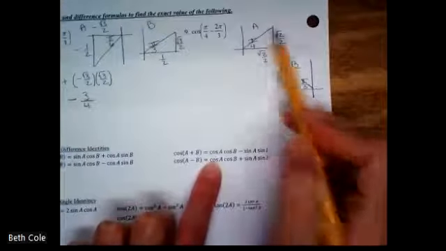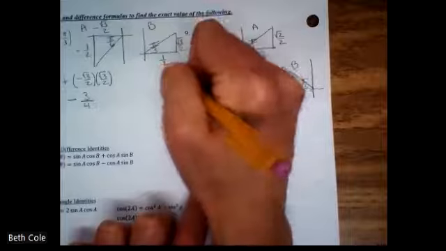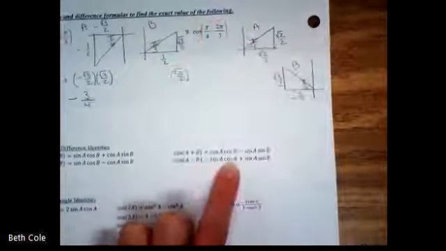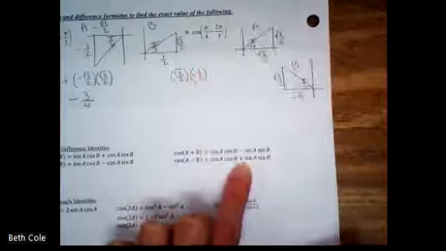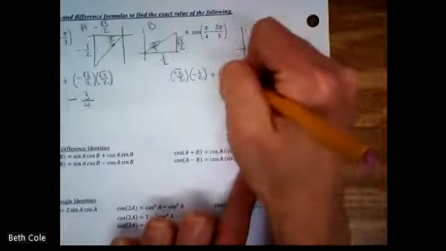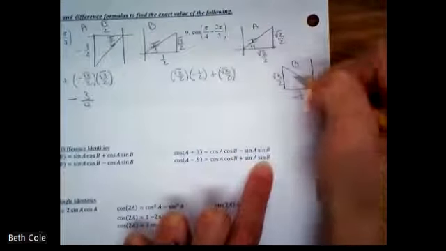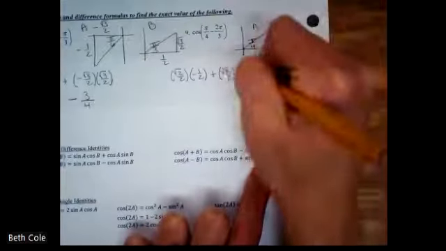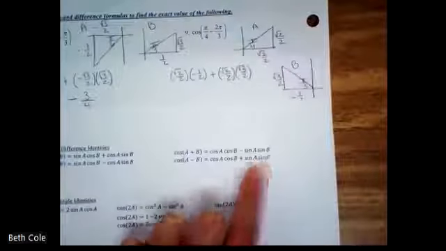So cosine of A will be square root of 2 over 2. Cosine of B, negative a half. Plus sine of A is square root of 2 over 2. And then sine of B, square root of 3 over 2. So again, you draw the triangles, you just follow along with the formula. You don't have to memorize it.